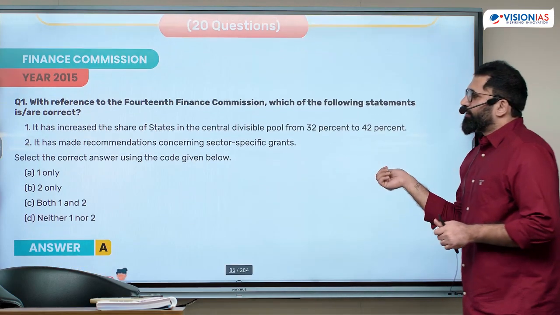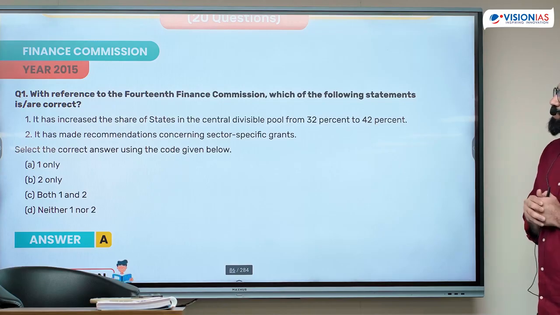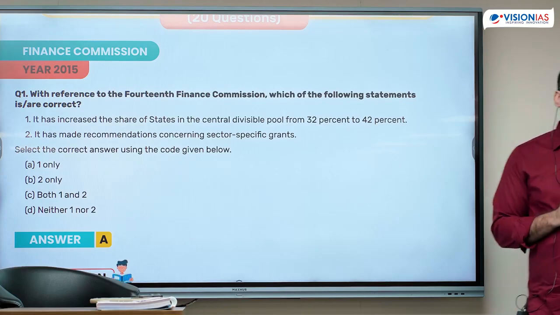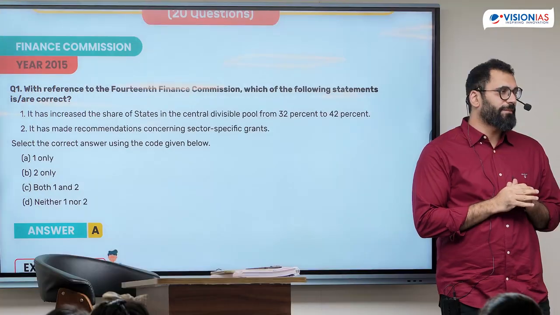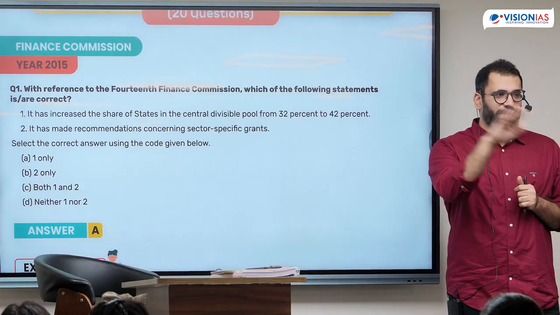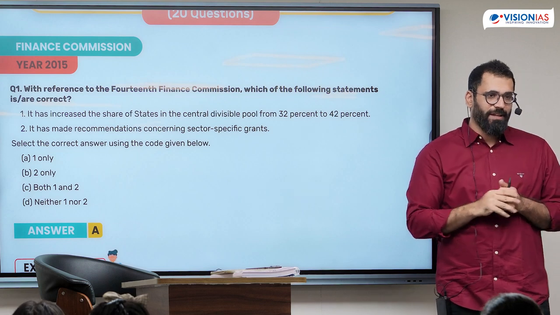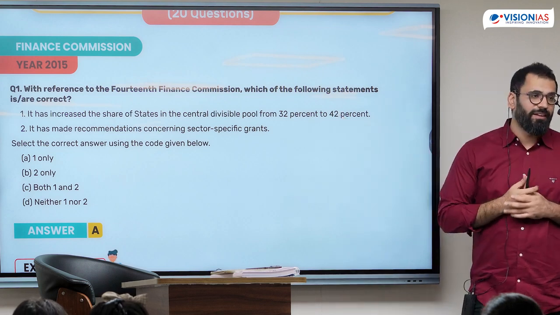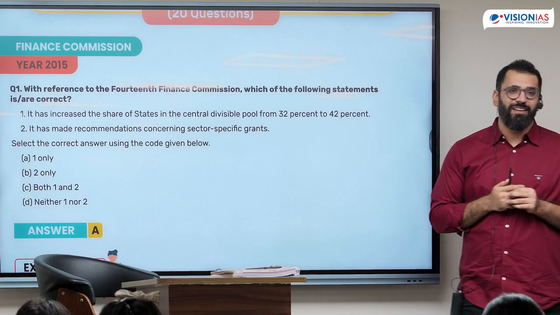Year 2015, 14th Finance Commission, which of the following statements is correct? It has increased the share of states in the central divisible pool from 32 to 42%. Yes, for the first time that happened. Why did this change happen? Earlier it was in the range, till 32 was the maximum. एकदम से 10% कैसे बढ़ा दिया? कुछ और था.